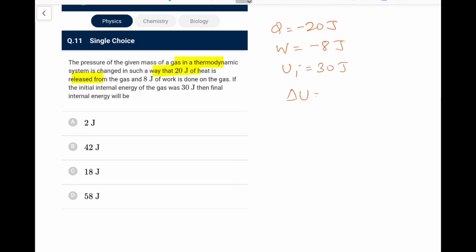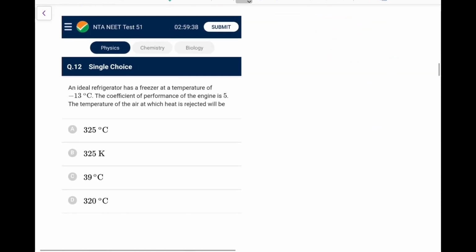So from the first law, I can say delta U is Q minus W, minus 20 minus, which will become plus 8, so minus 12. So it will decrease by 12 joule, so 30 becomes 18 joules. So option C would be the appropriate one. Again, an easy one, basic application of the sign convention of the first law.